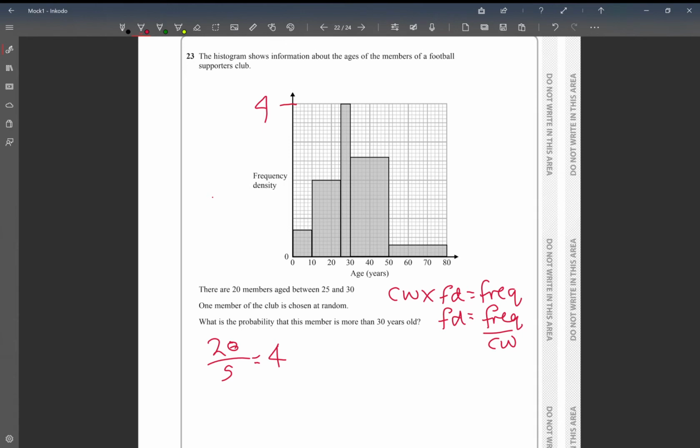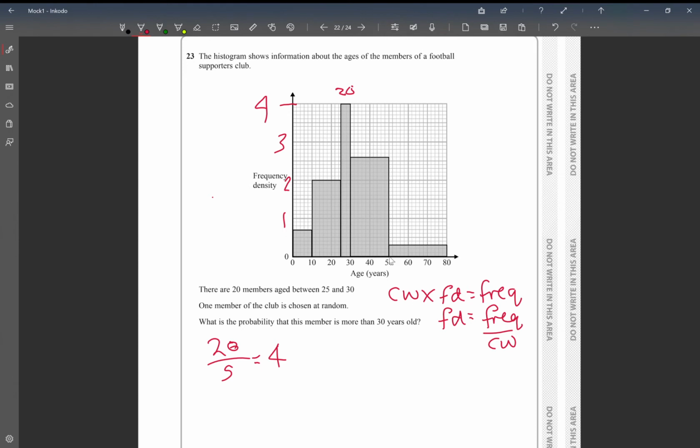Okay, so then it's to scale up. If you look down the scale now, that's 4 there. So it's normally quite a good scale. So every darker line here is 1. And then 3. And then from that, we need to work out all the other frequencies, because it's asking the probability the member is more than 30 years old. So we need to know how much these are. Okay, so let's just work that out.